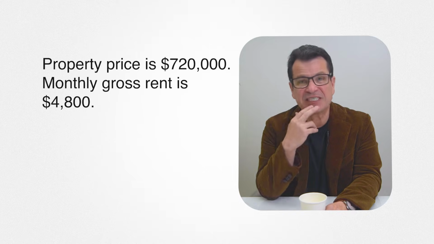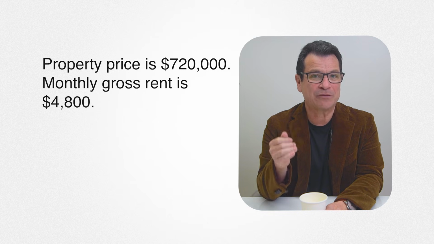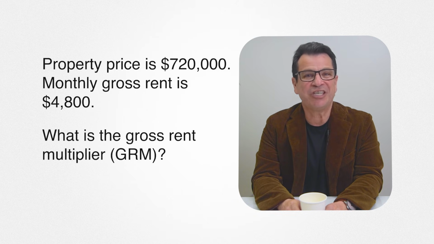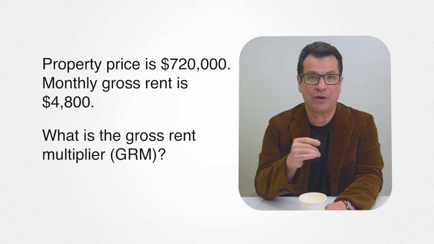Problem number 8. Hang in there. The gross rent multiplier, also known as the GRM. The property price is $720,000. Monthly gross rent is $4,800. What is the GRM? Well, first, turn monthly rent into annual rent.